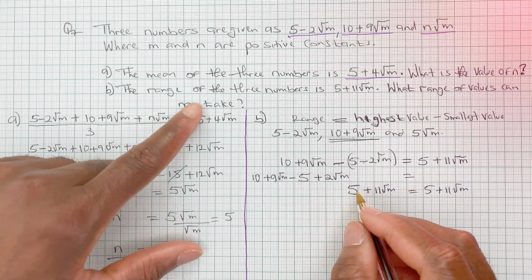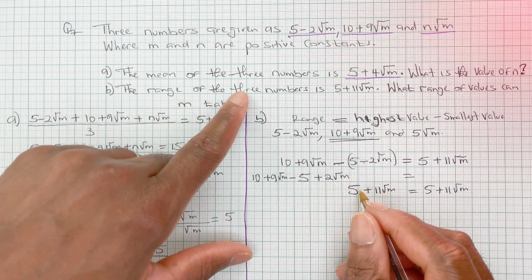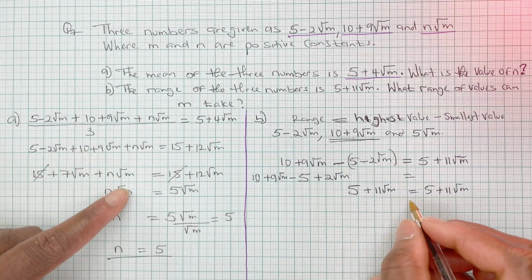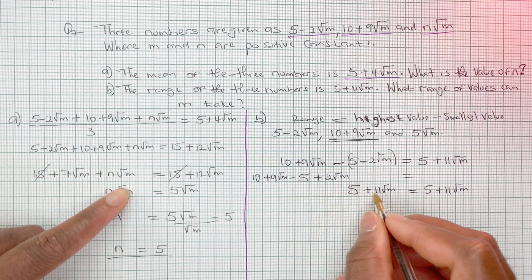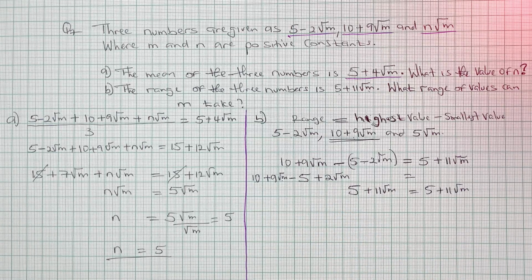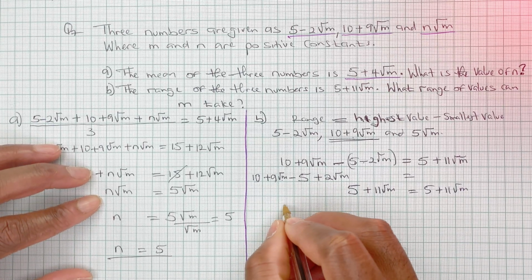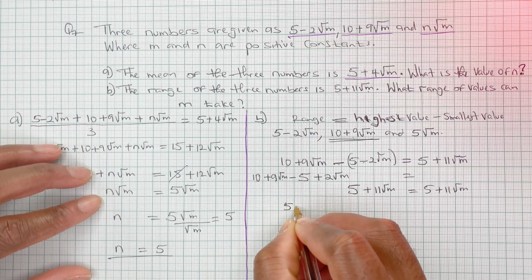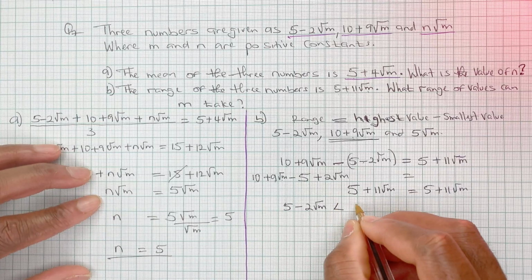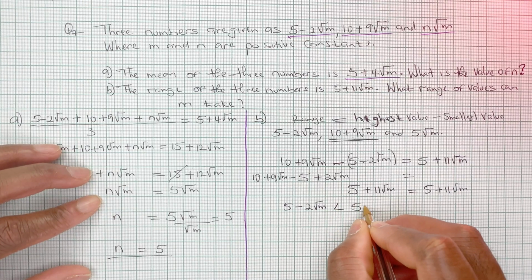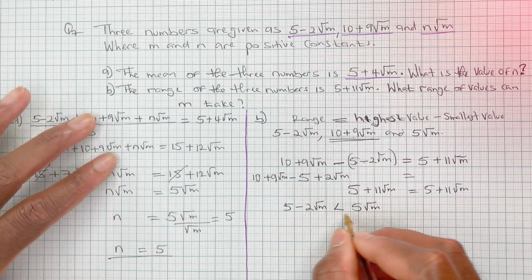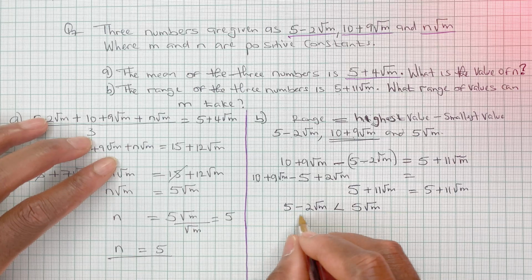So the question is asking, for the range of the three numbers, what range of values can m take. So that's the smallest value there. Now, on this condition, we said that 5 minus 2 root m has to be less than 5 root m. That's the condition we've applied. It has to be smaller. This has to be the smallest.